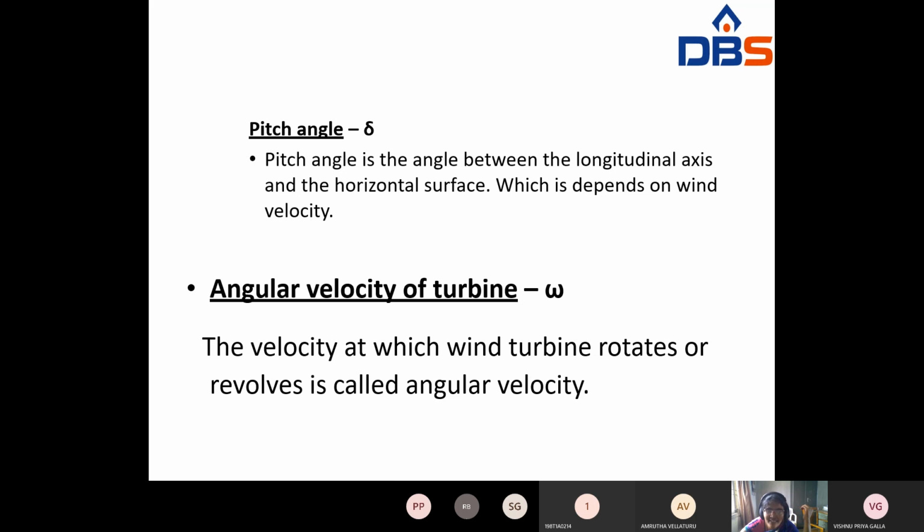Next is pitch angle. Pitch angle is the angle between the longitudinal axis and the horizontal surface, which depends on the wind velocity. You can make a longitudinal axis, that means a horizontal axis and a vertical axis. The angle in between is nothing but the pitch angle, which depends on the wind velocity. Next, angular velocity of turbines, omega. The velocity at which the wind turbine rotates or revolves is called the angular velocity.